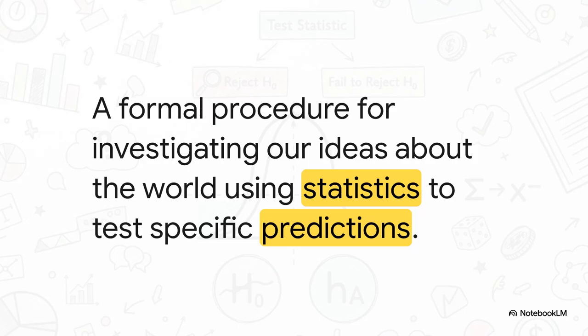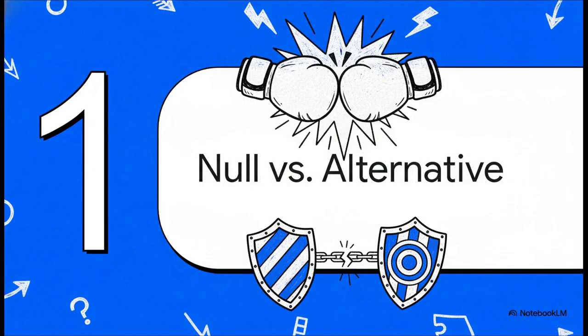And the answer to that question is a formal, structured procedure called hypothesis testing. You can think of it as the engine of scientific discovery. It's a system that lets us use data to test our predictions and hopefully make some objective conclusions about how the world works. Okay, so at the very heart of every single hypothesis test, there's a conflict. It's basically a showdown between two competing stories, two possibilities. Let's meet our two main characters.